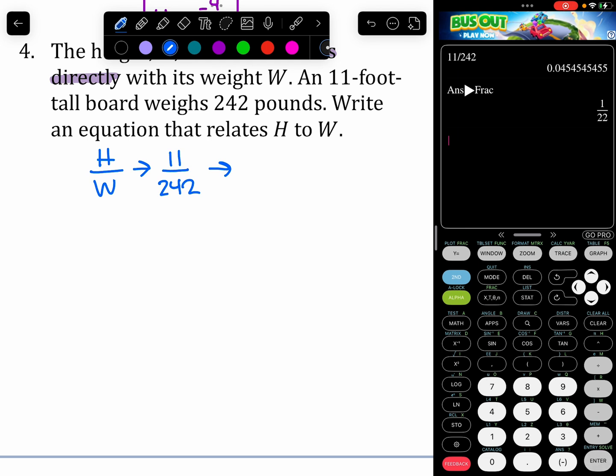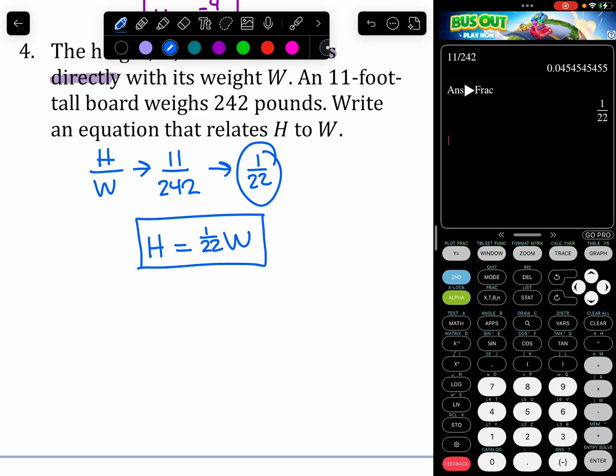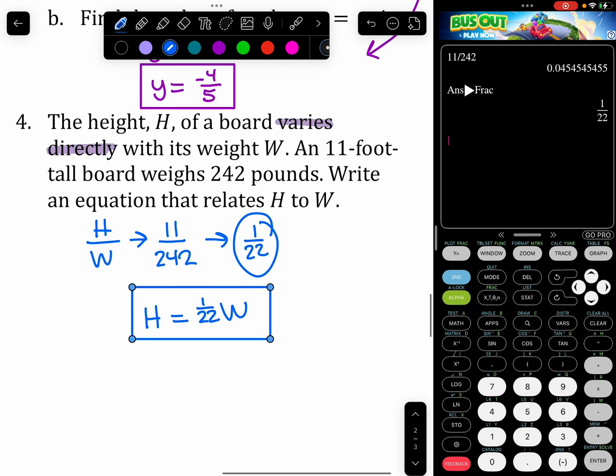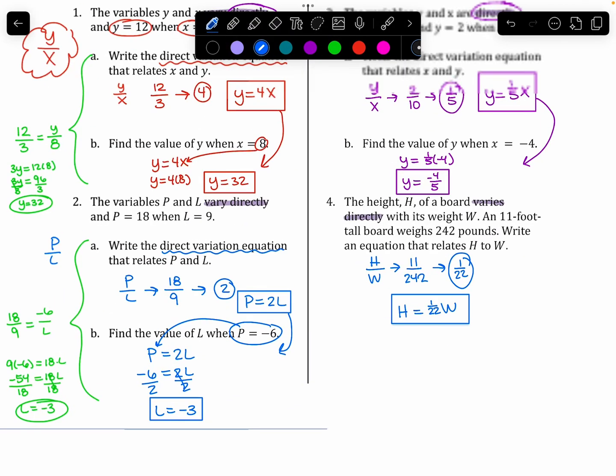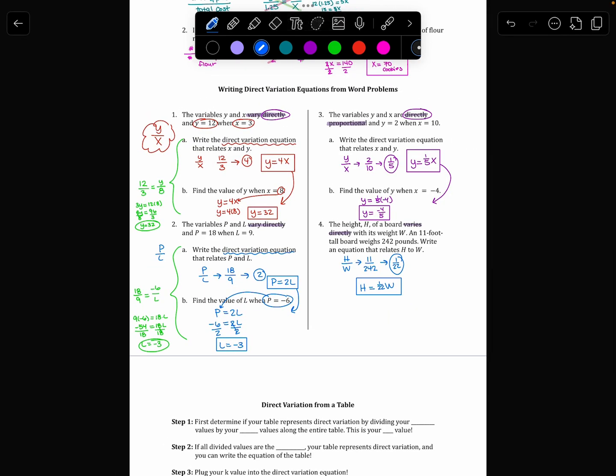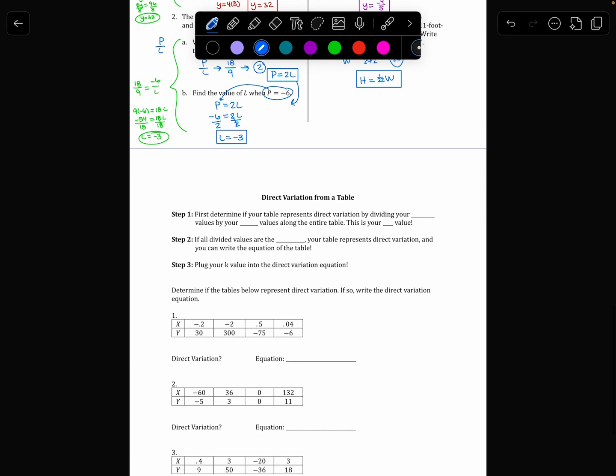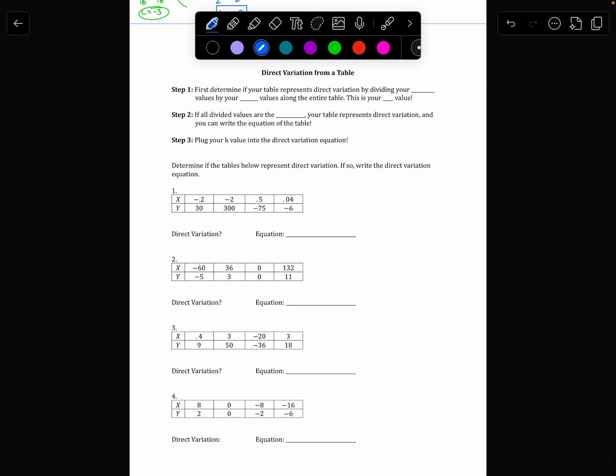They're going to take your answer that you just got and change it. That's what the triangle means. Change it into a fraction. And you hit enter one more time, and it gets you a simplified fraction of 1/22. Now, that is not an equation that relates h to W. I have to say h is equal to 1/22 times W. And now I have my equation that relates h and W. Okay, I'm going to need that again here in a second. So that is how you write a direct variation equation from word problems.